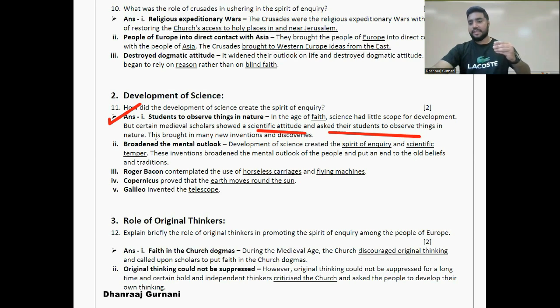It was basically, as we said, a renaissance, a revival and rebirth. People started to ask questions. So now faith is taking a backseat and science is going to develop.